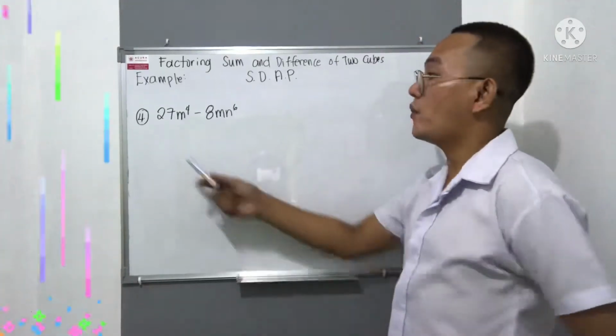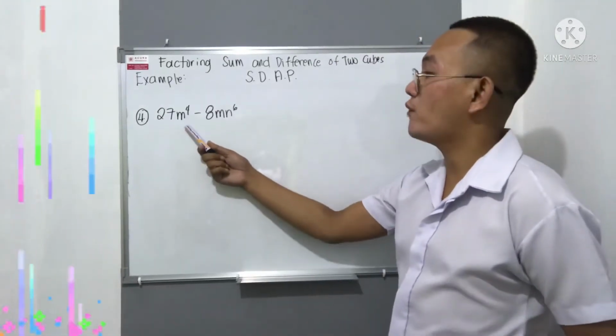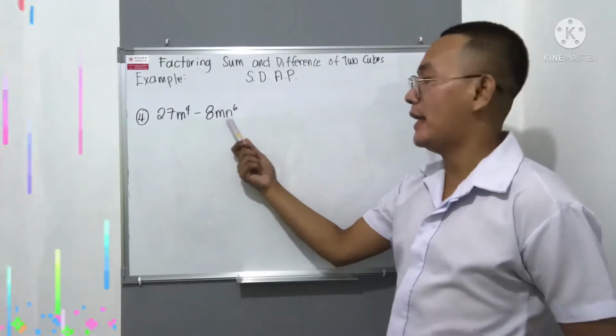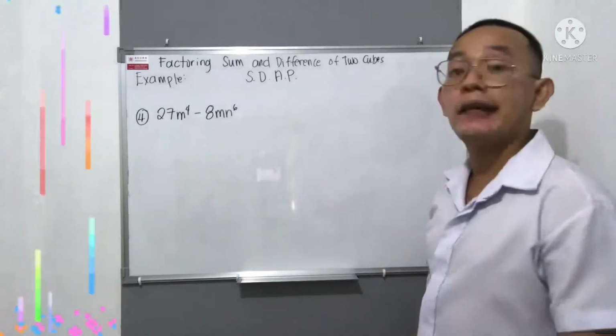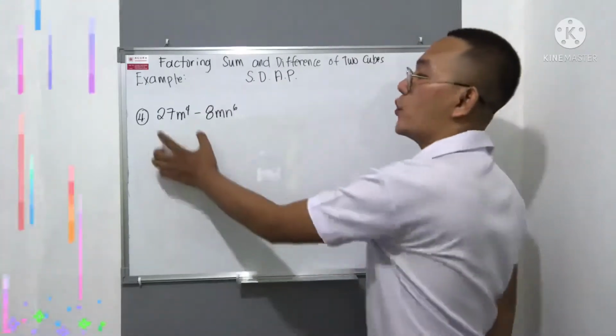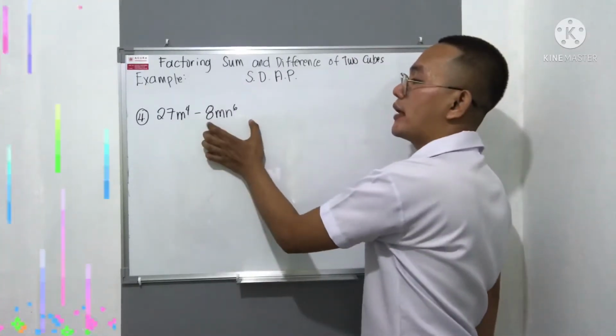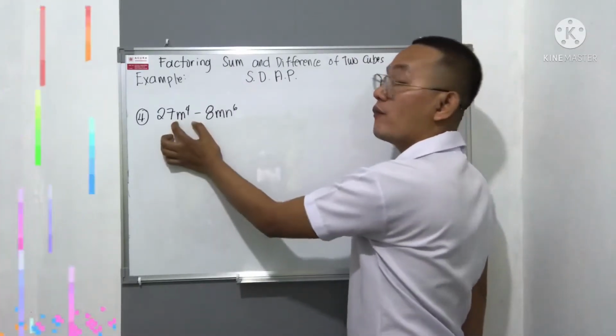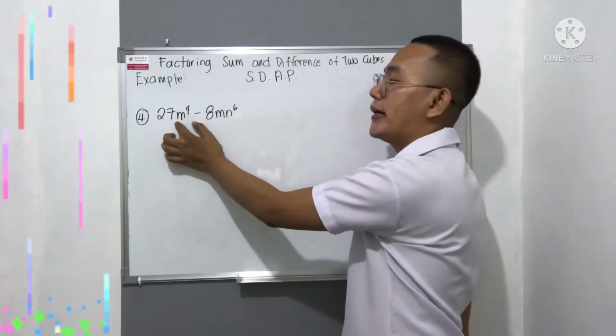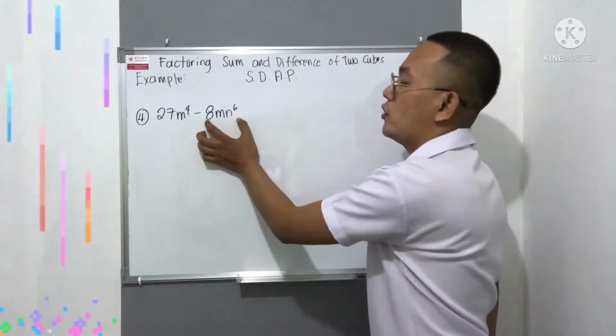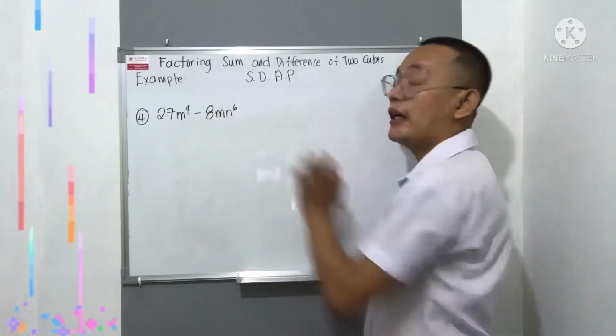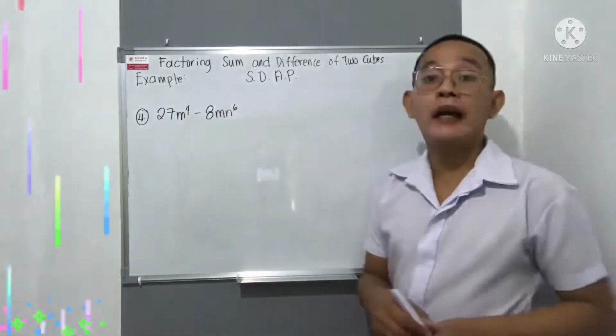For example number 4, we have 27m to the 4th power minus 8mn to the 6th power. So, kung mapapansin natin, wala tayong perfect cubes dito sa first term natin and also dito sa last term. Kasi yung ating variables with exponent na m to the 4 ay hindi naman siya perfect cubes. And then yung dito sa last term natin, yung m ay hindi rin naman siya perfect cubes. So anong unang gagawin natin?